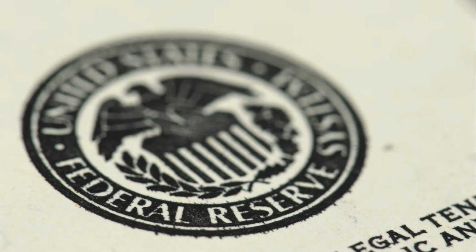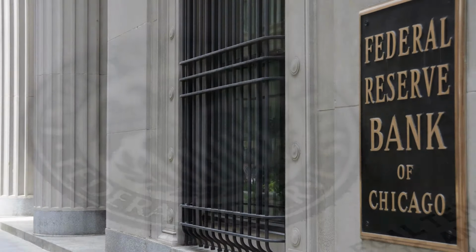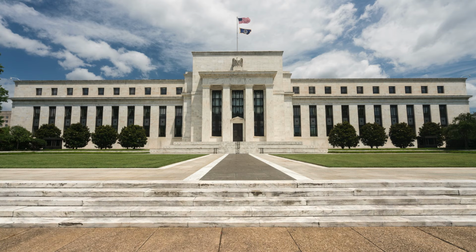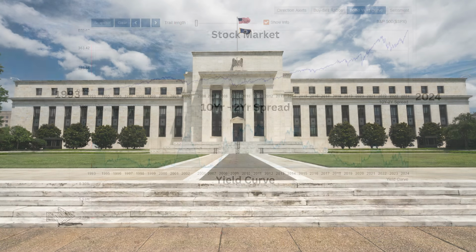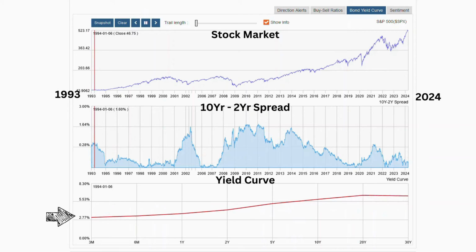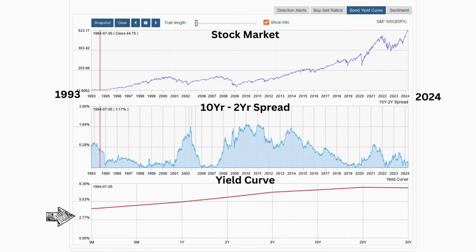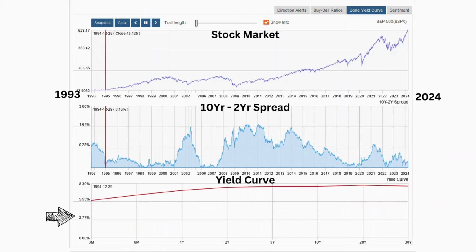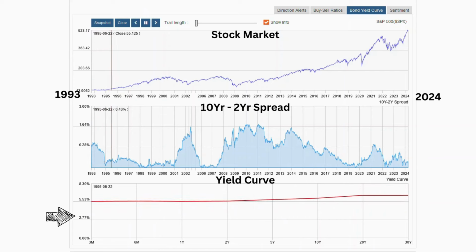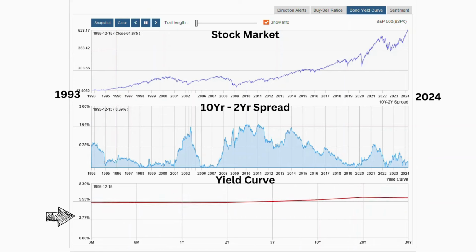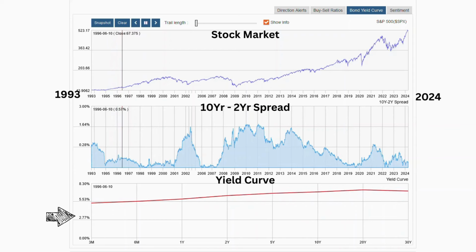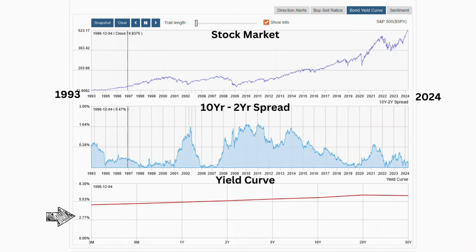Established in 1913, the Federal Reserve has played a substantial role in influencing the U.S. bond market through its monetary policy. By adjusting interest rates, the Fed can either stimulate the economy by lowering rates, leading to a flatter or steeper yield curve, or cool down an overheating economy by raising rates, potentially causing the yield curve to invert.